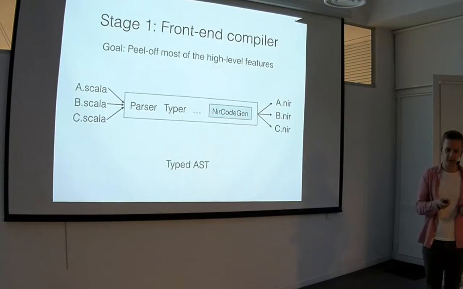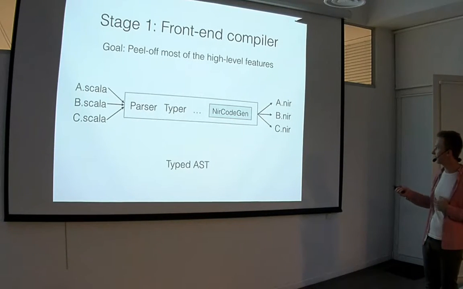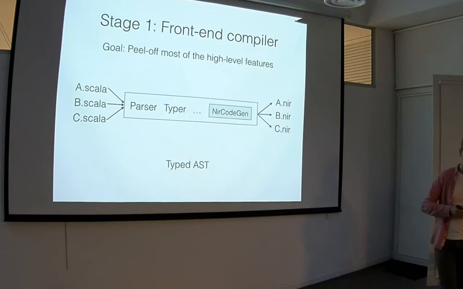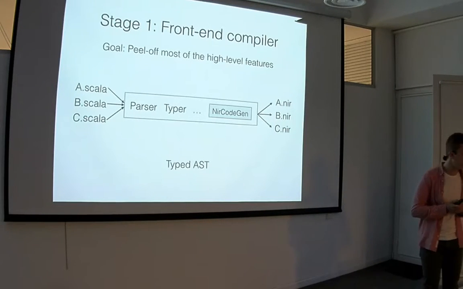So for Scala Native, it's NIR. For JVM, it's class files, and for Scala JS, Scala JS IR. All of these IRs are actually very different. For example, Scala Native IR is an SSA-based form. I will show you later how it looks, if you want. Okay, good.